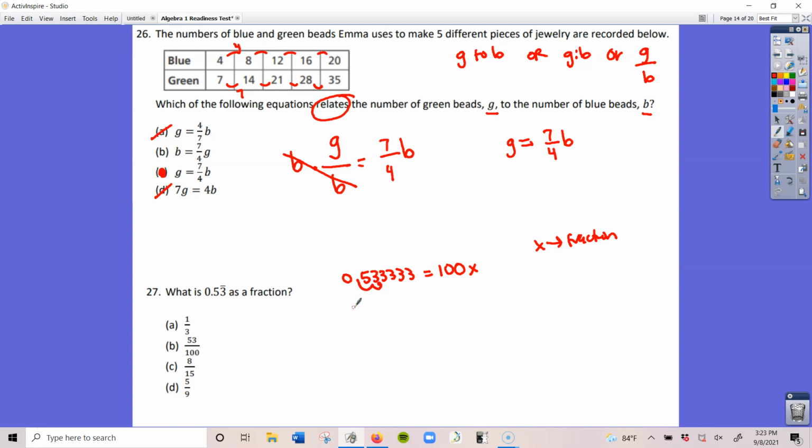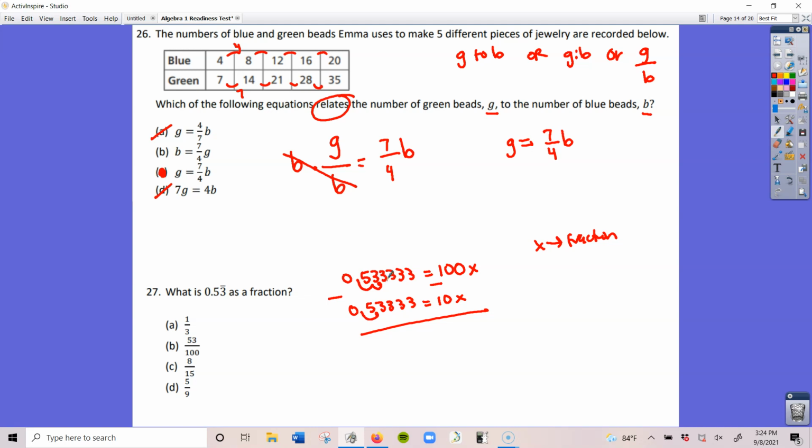Now we're going to take the same number, 0.53333, and move the decimal over just before the repeating number. I only moved the decimal over once, so that would be 10x. So however many times you move the decimal over, that's how many zeros you're going to have before you put the x. Now what we do is we subtract.